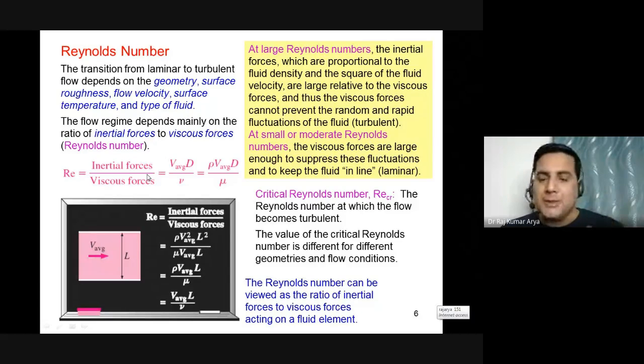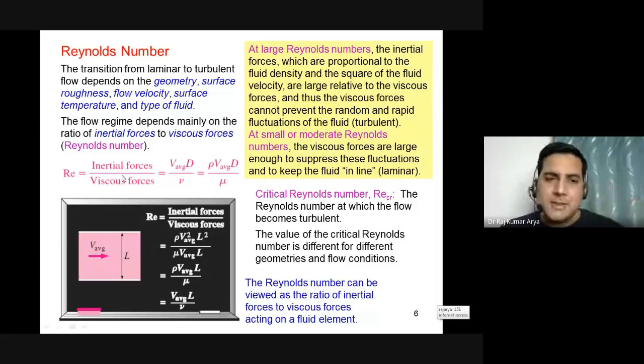So your fluid is also primarily at rest. So viscosity would counteract all the disturbance that you are creating inside the fluid. That is the viscous force. The inertial force you are providing from outside to create the disturbance inside the fluid.